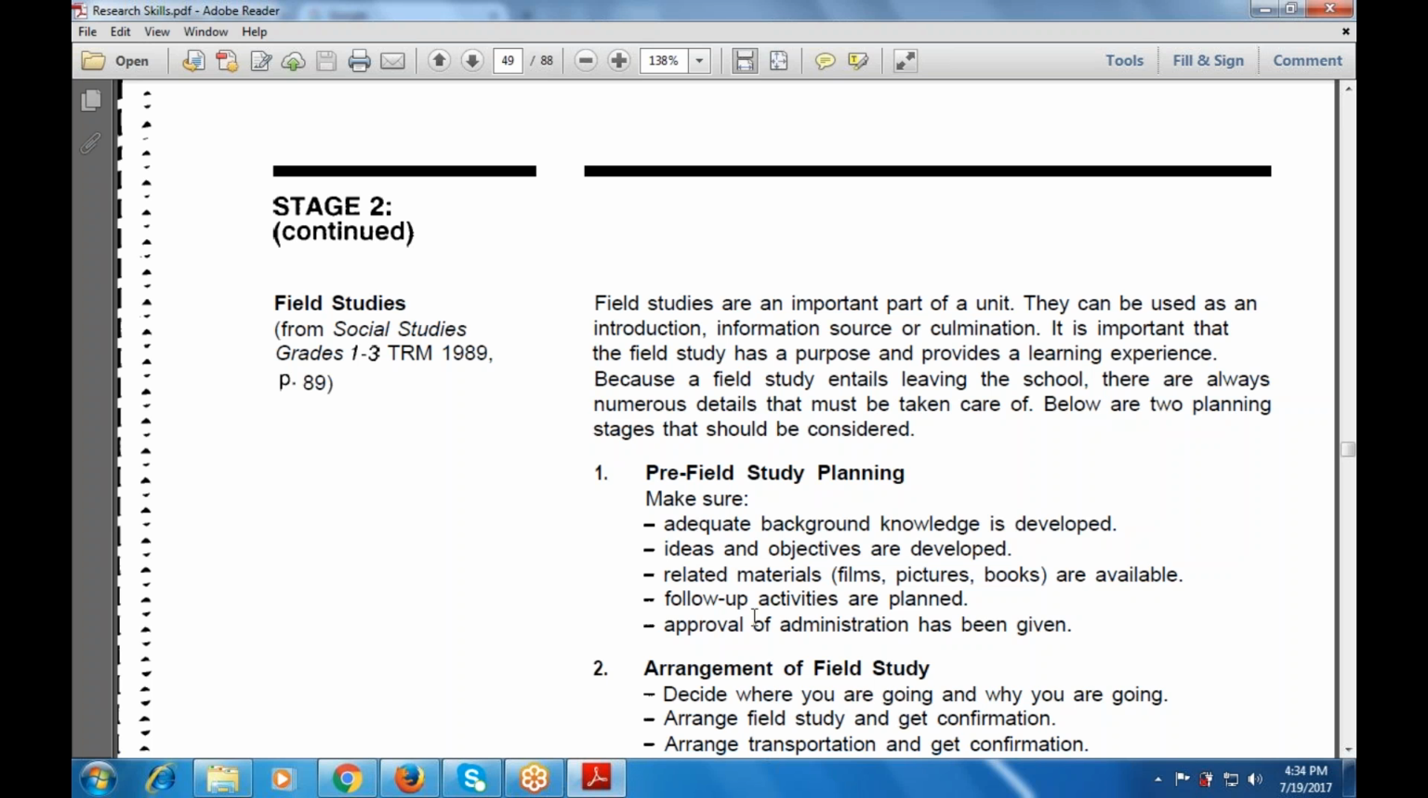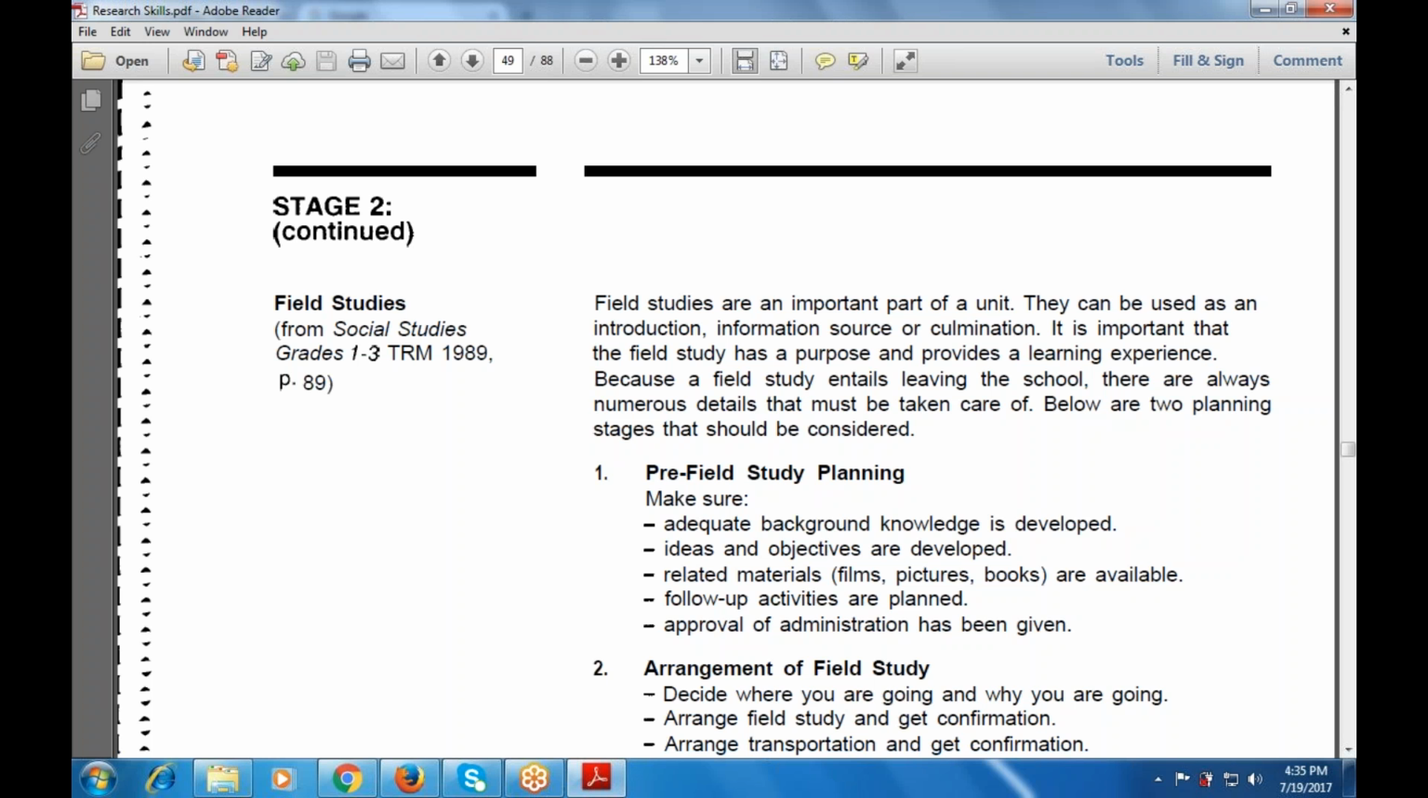Now, before planning, before taking the field study, please keep in mind the following stages. First is the pre-field study planning. Make sure that adequate background knowledge is developed, and ideas and objectives are known or developed. That is, what is the main idea? Why do you go for the on-site visit? What is the background knowledge that is developed? What are the various related materials available, like films, pictures, books?